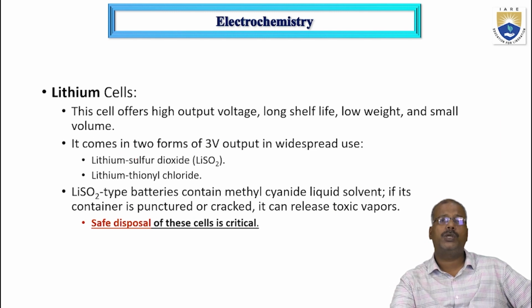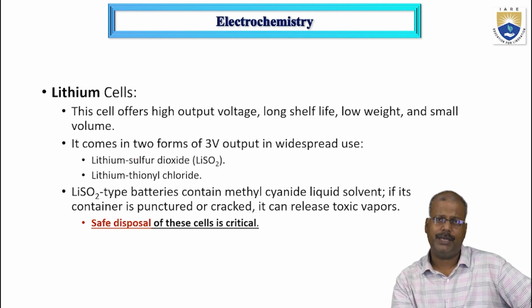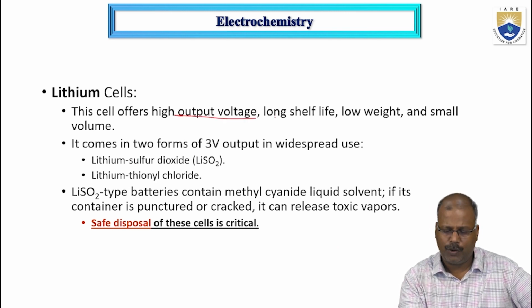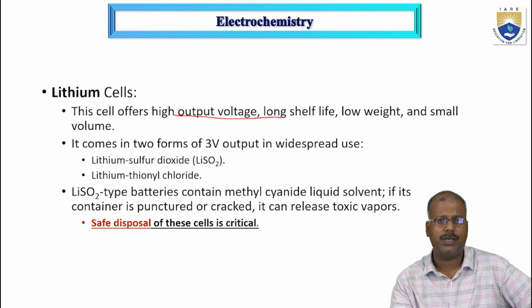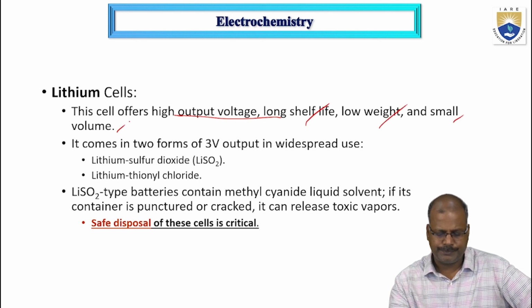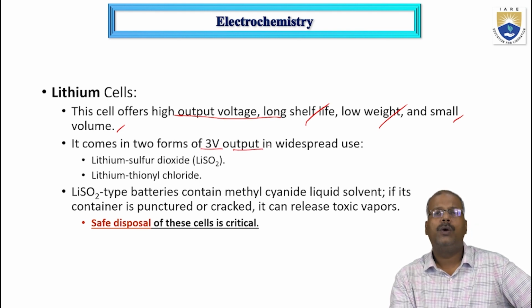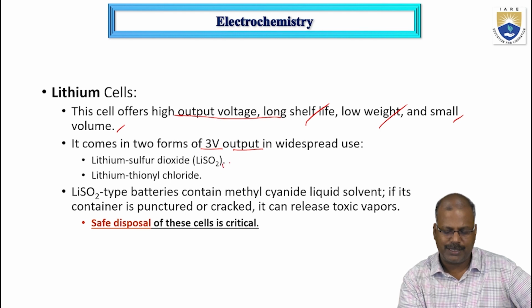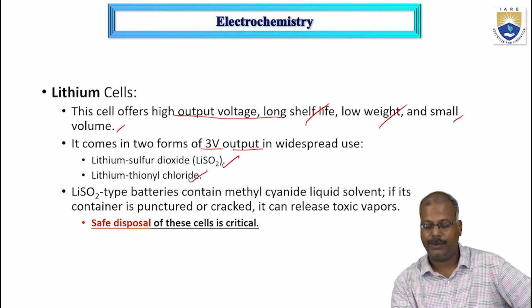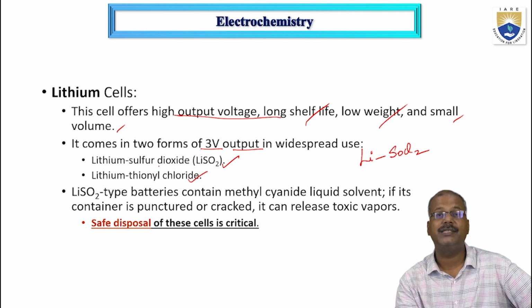Lithium cells. As I told, lithium ion means secondary cells. Lithium cells means it's a primary cell. The cell offers high output voltage compared to the previous zinc carbon, alkaline, silver oxide, everything. It has a long shelf life, low weight and small volume. It comes in two forms of 3 volt output in widespread use, for example lithium sulfur dioxide and lithium thionyl chloride. Thionyl chloride is SOCl2, lithium metal with thionyl chloride. Here, lithium with sulfur dioxide.